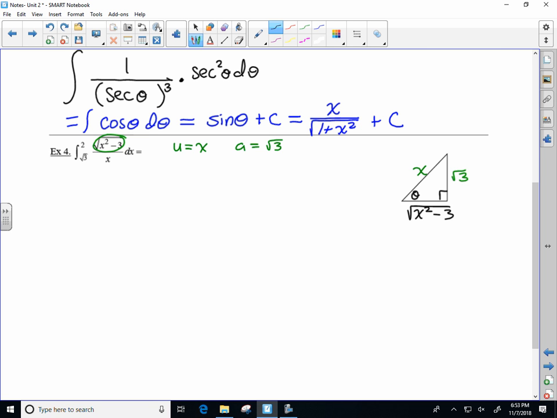It's the square root of each of these to give us the u and the a. U's always x, unless it were something like x to the 4th, in which case u would be x squared.